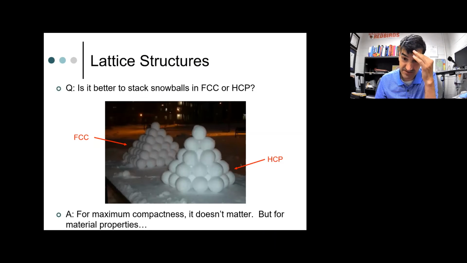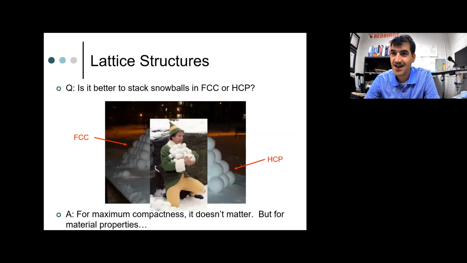I just thought this picture was kind of funny because who would do this? Who would make snowballs and then intentionally stack them up in an FCC structure and in an HCP structure? This just seems totally ridiculous. And I have to admit, these snowballs look suspiciously spherical to me. So either these aren't real snowballs, they could be styrofoam balls, or they could be real snowballs, but maybe somebody had a mold that they were using to form the snowballs. That's possible. I'm not really sure. I just found this on, I don't even remember where, social media somewhere. So it doesn't really matter for efficiency purposes which way you're going to stack them.